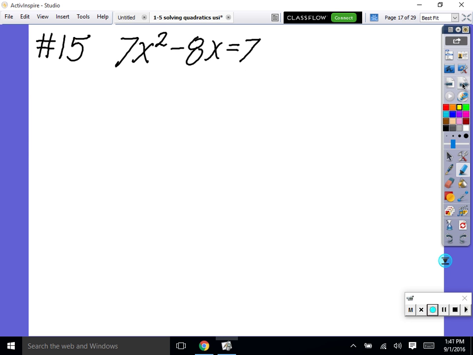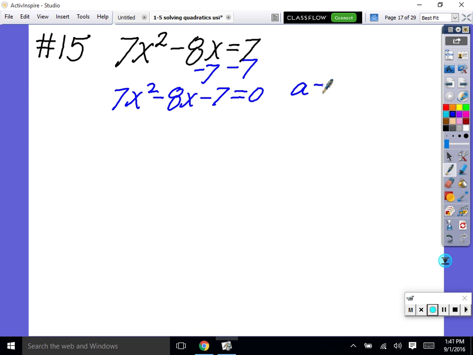Here we go. Problem number 15 on your worksheet. First, it's not in standard form. You can't just float 7 over. You've got to use algebra and put it in standard form. If you don't, you're going to have a, b, and c wrong. Okay, now listen up. a is positive 7, b is negative 8, and c is negative 7.